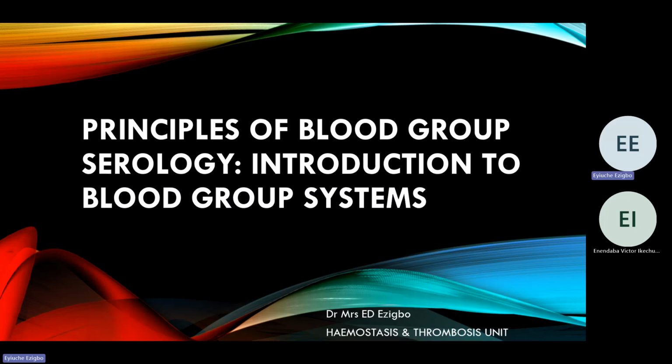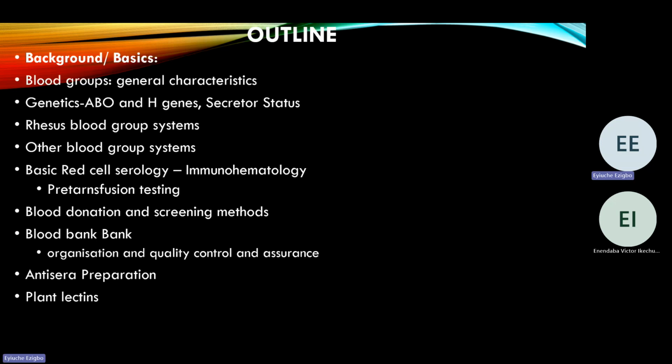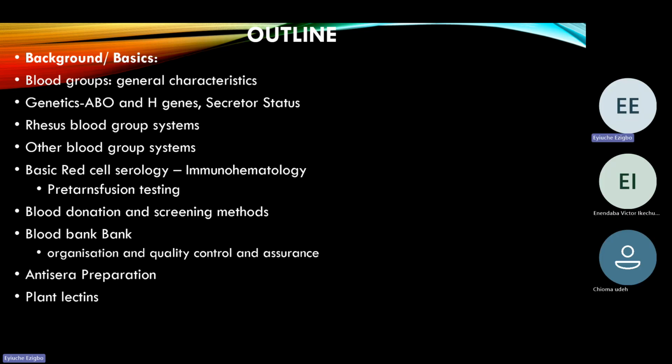Blood group systems. Okay. So our outline: we have the ABO blood group, general characteristics, genetics of the ABO blood group and H antigen secretor status, and the Rh blood group system. We will also look at other blood group systems, basic red cell serology, immunohaematology, and pre-transfusion testing.